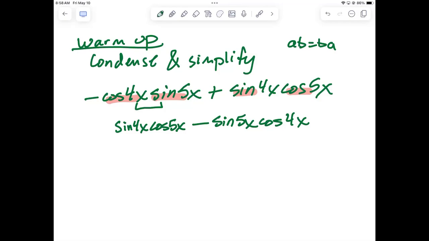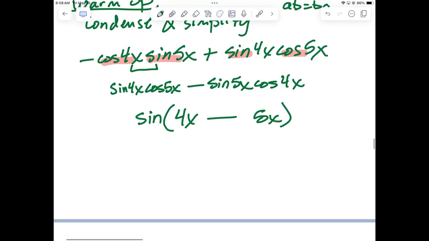Let's look at the second way that you mentioned here in just a second, since I've already gone down this avenue. Now you've got sine cosine minus sine cosine. So it's going to condense down to a sine. Your two angles are 4x and 5x, and there's a sign in between them, plus or minus. Minus, okay, because it's sine, same sign. This gives you sine of 4x minus 5x, which is negative x.